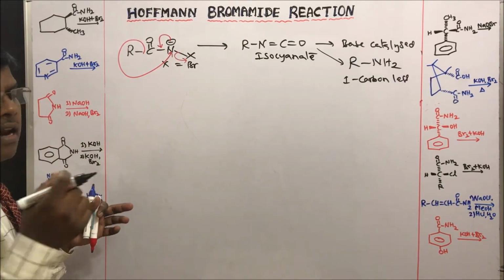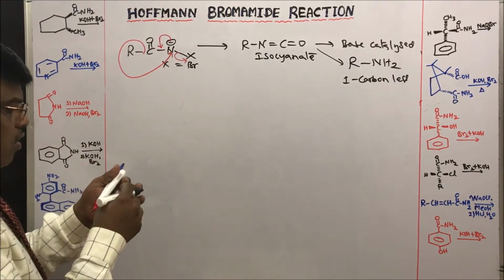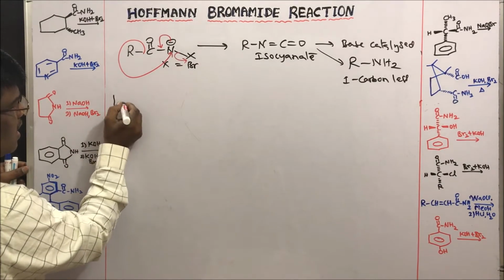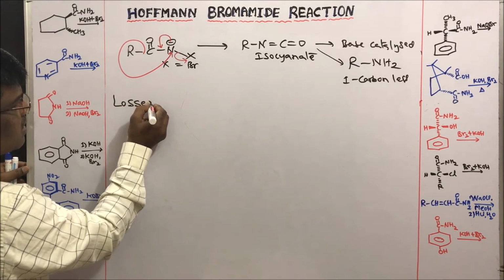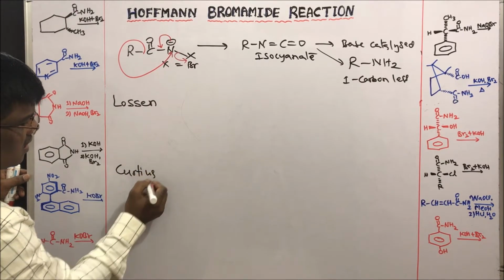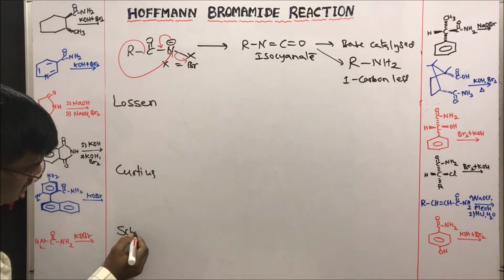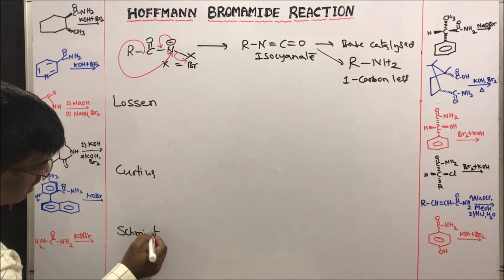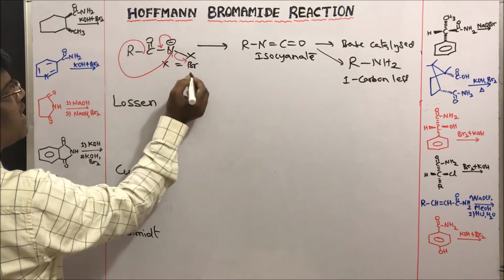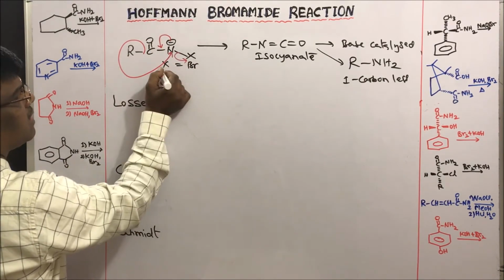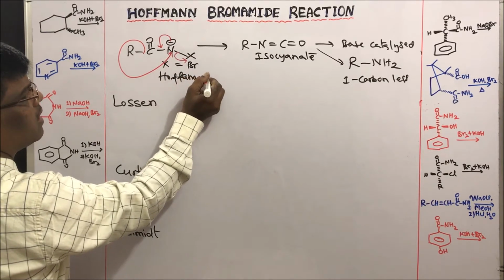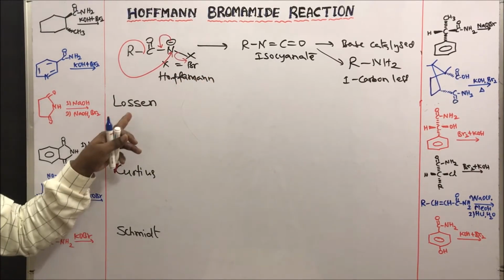Similarly, there are other reactions which follow an isocyanate intermediate. Those reactions are Lossen, Curtius and Schmidt. These are the other 3 reactions. This reaction is the Hoffman reaction, where X is bromine, also called the Hoffman rearrangement reaction.